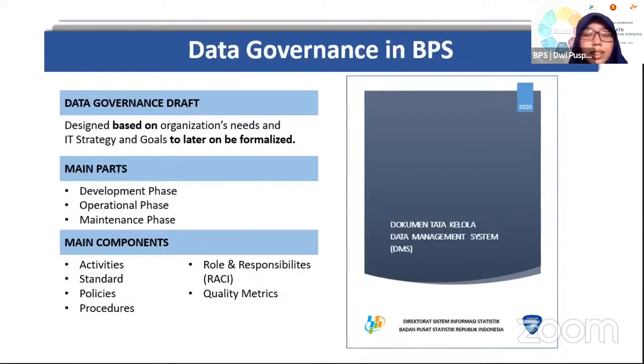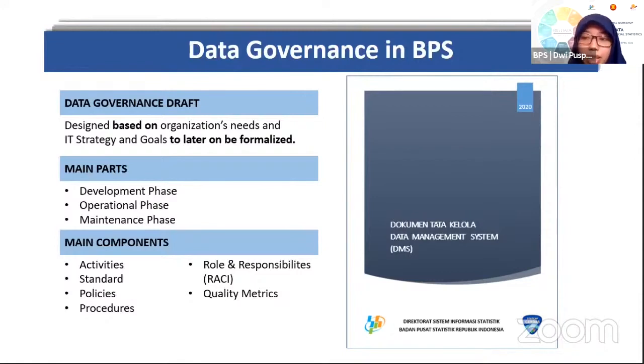So in last year, in 2020, we have designed a data governance draft for our data management, and we designed that based on our organization needs and our IT strategy and goals. And later on, hopefully, if it has been reviewed by several stakeholders, if we have deemed it's qualified enough, then maybe we can formalize it into a legal product. And basically, our data governance book, let's call it book, consists of three main parts. That's development phase, operational phase, and maintenance phase.